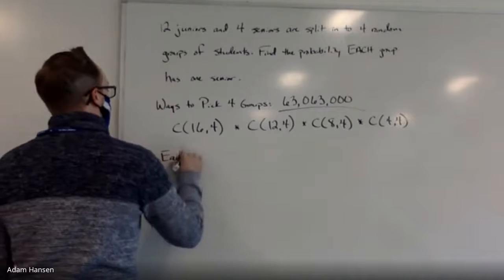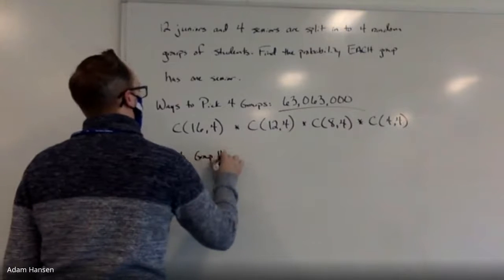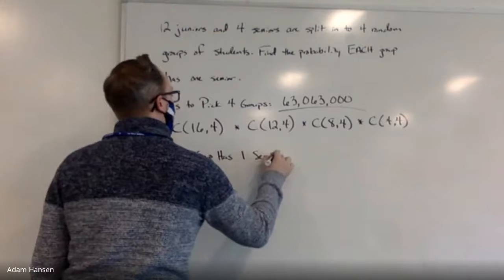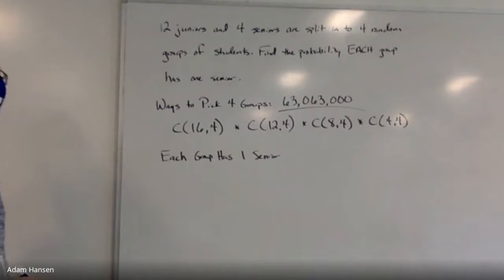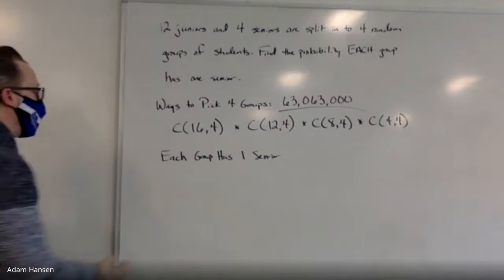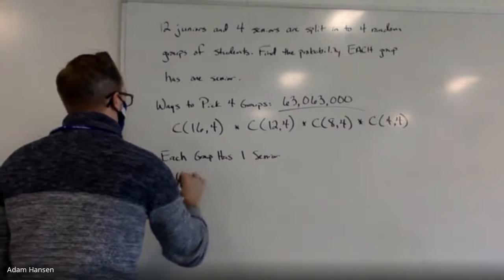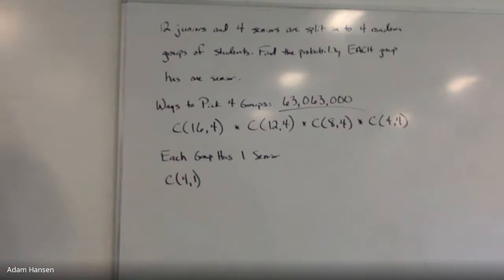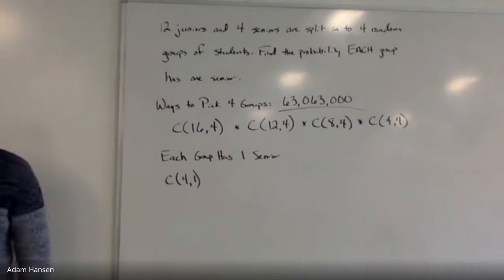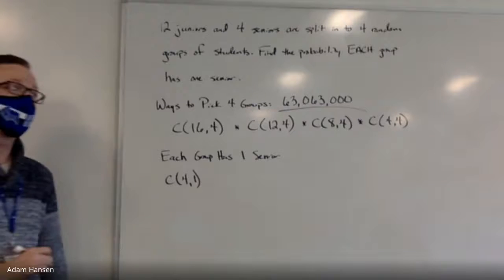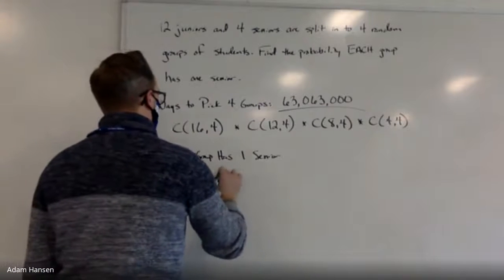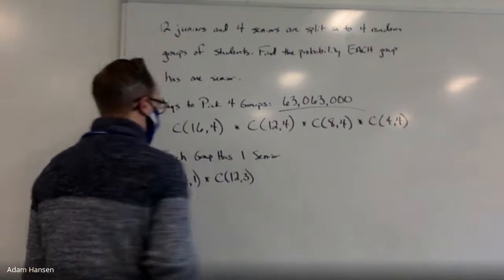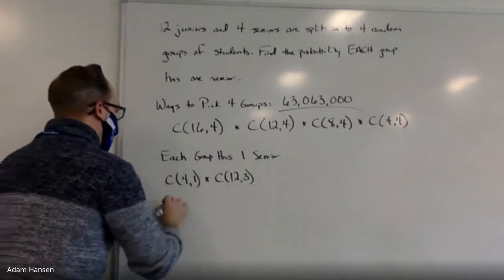Now let's figure out the number of ways where each group has exactly 1 senior. Let's place the juniors and seniors into each of these 4 respective groups. For the first group, there are 4 seniors, and I need any one of them to join the group. How many juniors are eligible to be in this group? How many juniors are there to start with? Well, how many of them do I need to be in the group? 3. I'll get that on the calculator here in a minute.